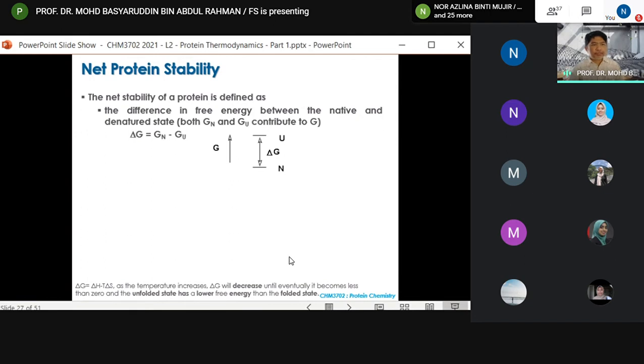Now, when we talk about protein stability, we talked about the delta G just now. I did mention the balance. So now we also need to know what the net protein stability is.